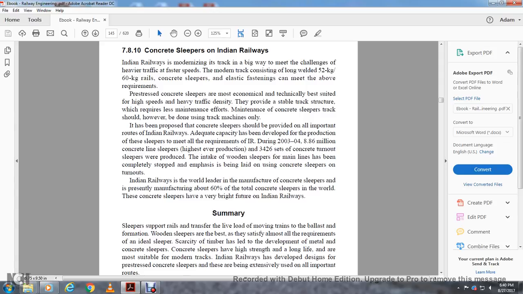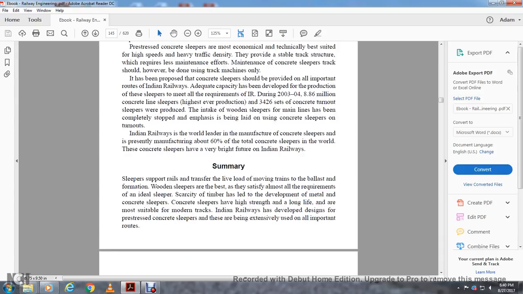Indian Railways is the world's leader in manufacturing concrete sleepers and presently manufactures 60% of the total concrete sleepers in the world. The concrete sleepers have a bright future on the Indian Railways.